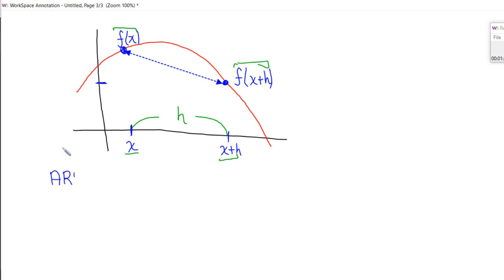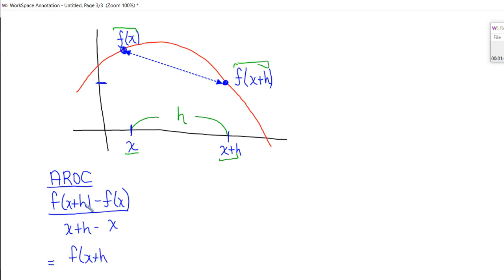We did that in the beginning of this unit. We said we do y2 minus y1 all over x2 minus x1, in which this really simplified to the top. You can't simplify any further. At the bottom, the x's will cancel out, and we'll have h left. So that was our average rate of change.